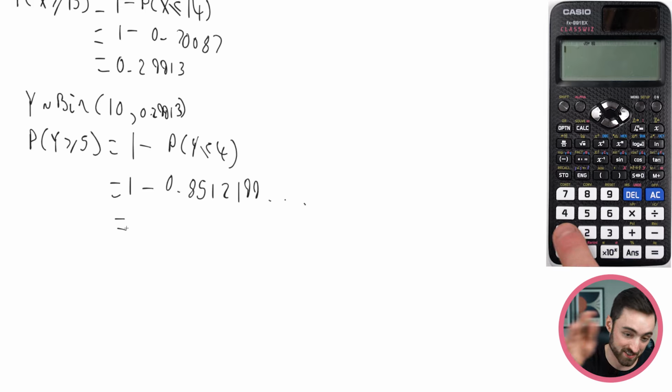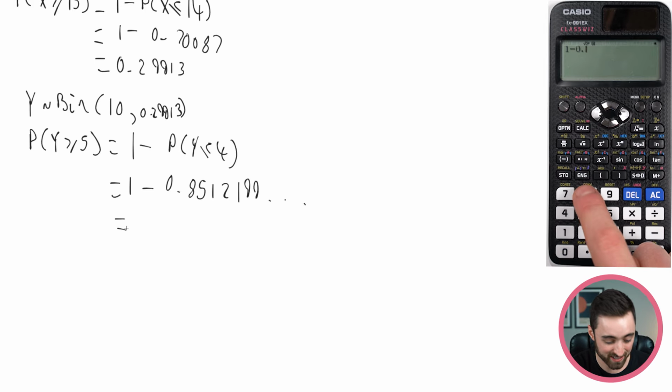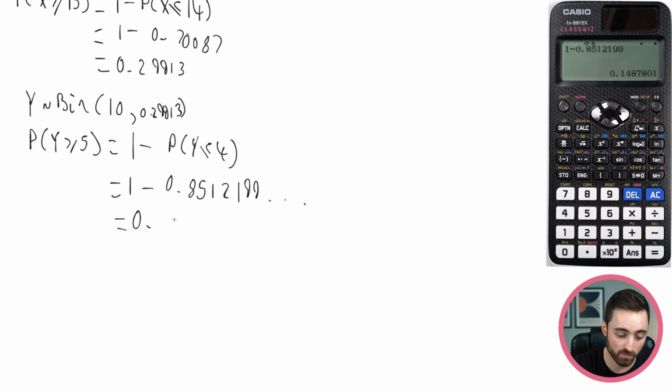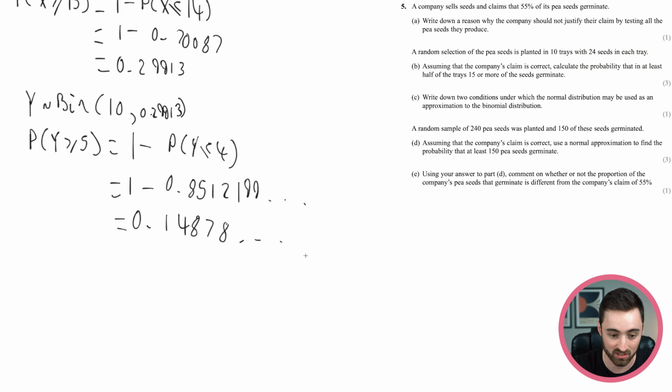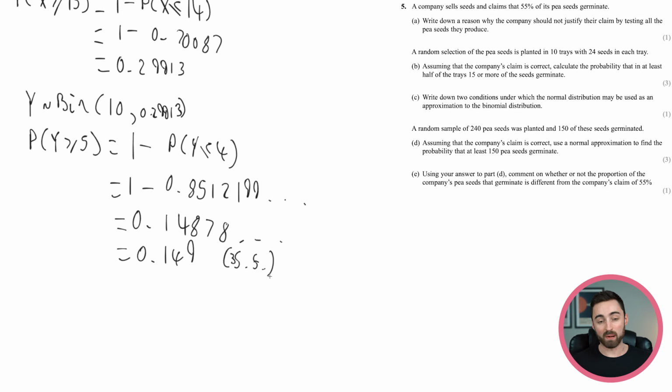Now finally go back to the normal mode. 1 minus all of this, 0.851219, and I get 0.14878... Let's round this to 3 significant figures, so 0.149 to 3 significant figures. Whew, binomial within a binomial. Again, discussed in any other maths questions, go watch it.